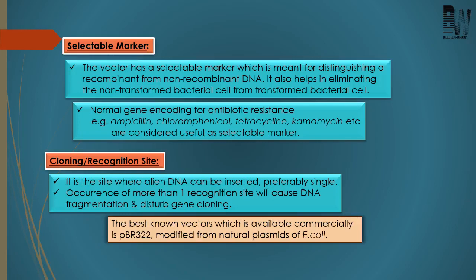Usually only one cloning site should be present, because if there is more than one cloning site, it will cause DNA fragmentation and definitely disrupt the process of gene cloning. So this is about cloning or recognition site.